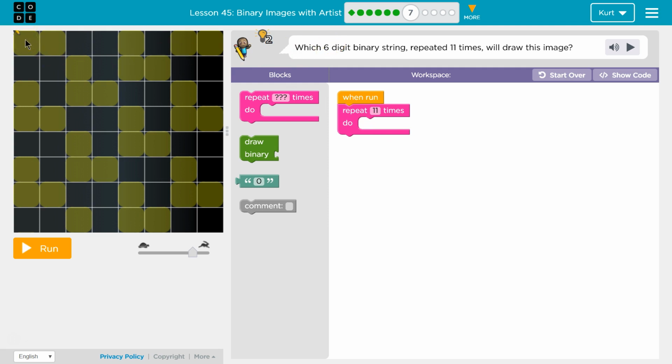If it's only 6 digits, this should be a one, because that's on. One, that's on. Zero, zero. And a string, so we should be writing it here, I guess. Oh, we need to tell it to draw. Okay, draw a binary string. We have a one because the first one's on, and then zero, zero, right?